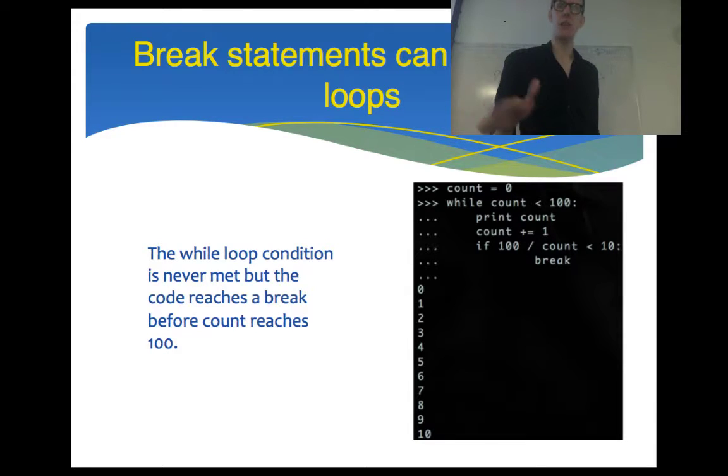So the while condition actually never becomes false. So the while count is less than 100 is never used. It never triggers from true to false. What stops the while loop executing is actually this break statement that happens once 100 divided by the count is less than 10.